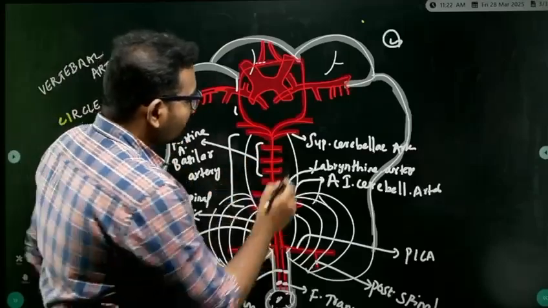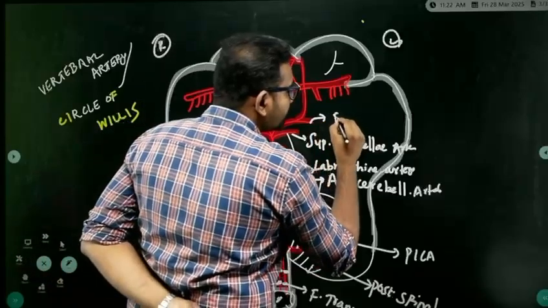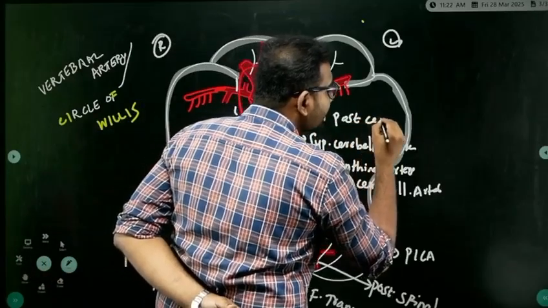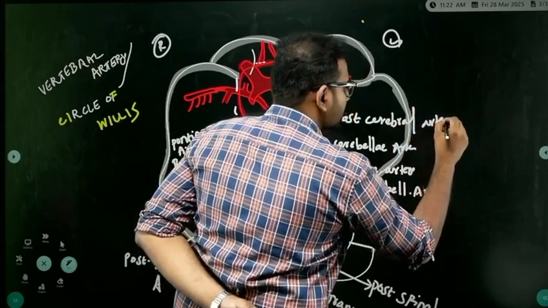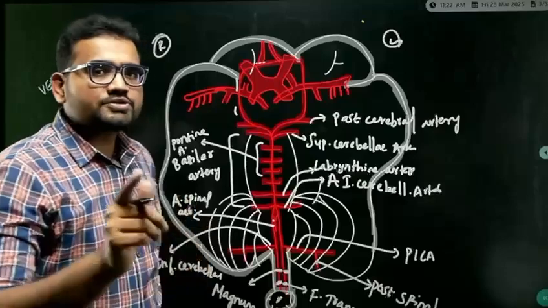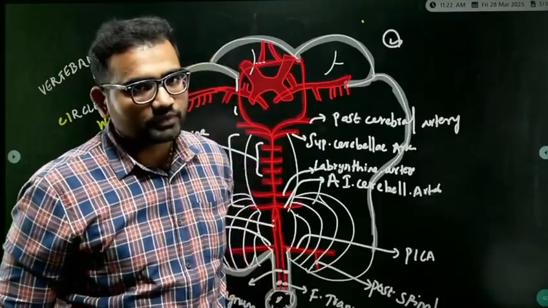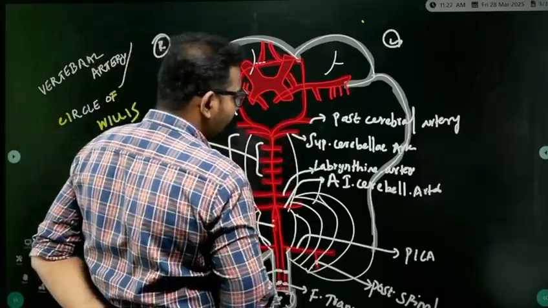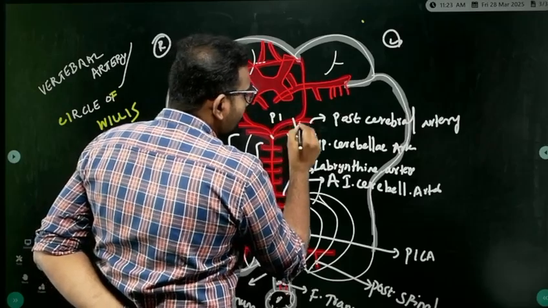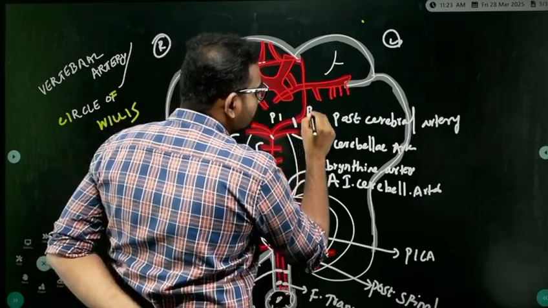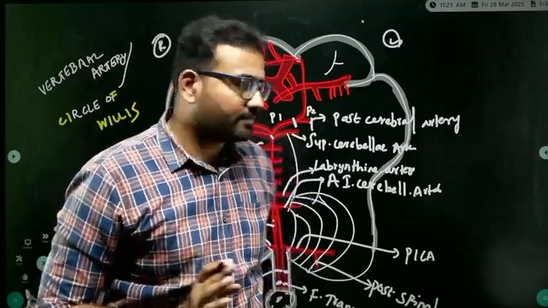Further moving up, this branch is the posterior cerebral artery, not cerebellar. It's cerebral artery. Okay, so it is a posterior cerebral artery. This posterior cerebral artery is further divided into segments: this segment is P1 and from ear to ear is P2. P1 portion of posterior cerebral artery and P2 portion of posterior cerebral artery.